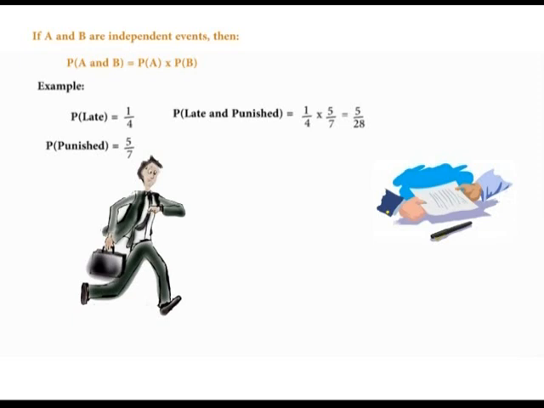Also, we can calculate the probability of being late and not being punished. Note that punished and not punished are mutually exclusive. And so if the probability of being punished is 5 over 7, then the probability of not being punished is 2 over 7. And so the probability of being late and not being punished will be equal to 1 over 4 times 2 over 7, which will give us 2 over 28.